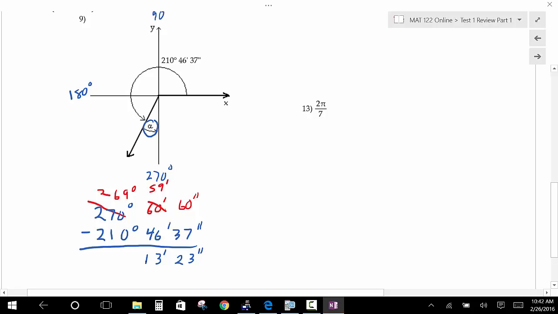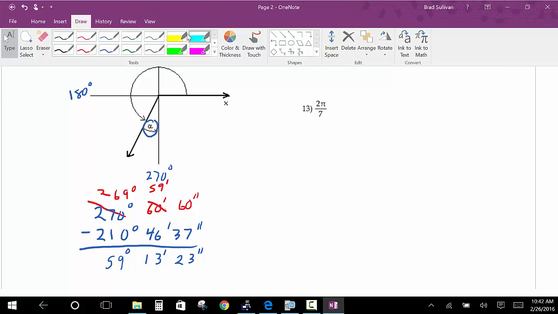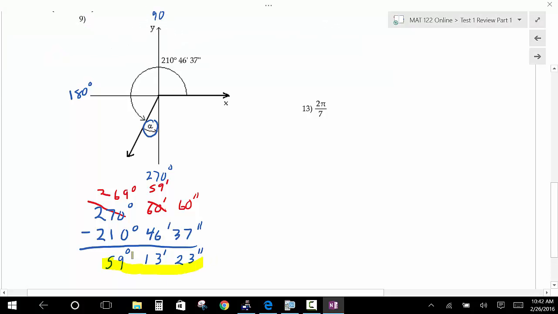So that would be 13. And then we'd have 9 minus 0 is 9. 6 minus 1 is 5. So the answer to that problem would be a 59 degrees, 13 minutes, 23 seconds angle then. So that one's all about the regrouping. All right.